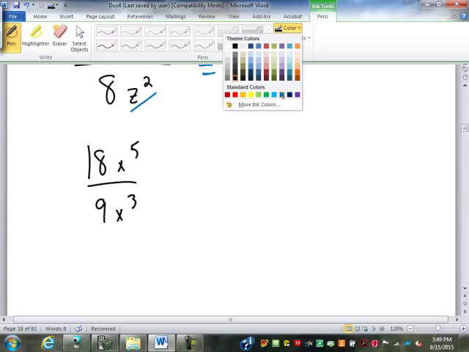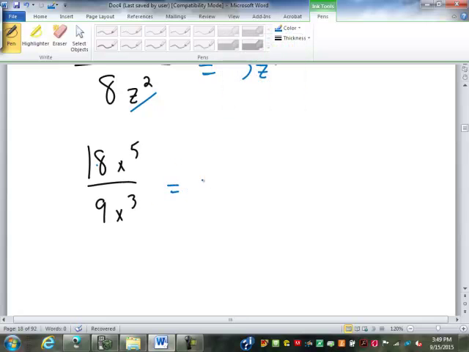So how about this one? 18 divided by 9 is 2. X to the 2. Good. 5 minus 3 is 2.